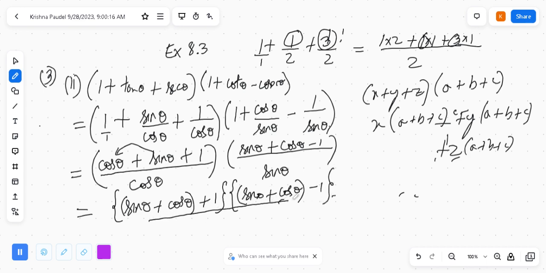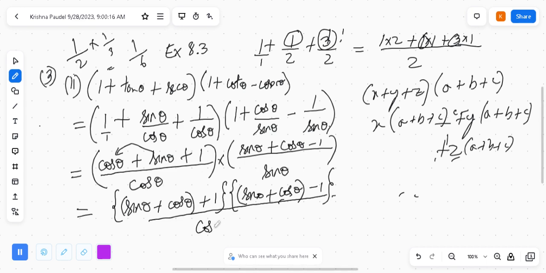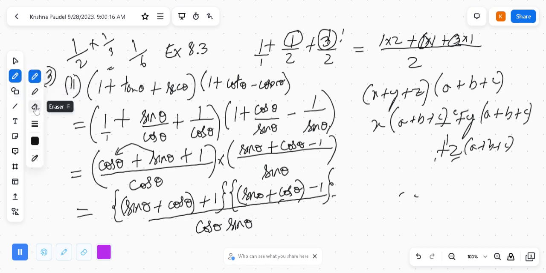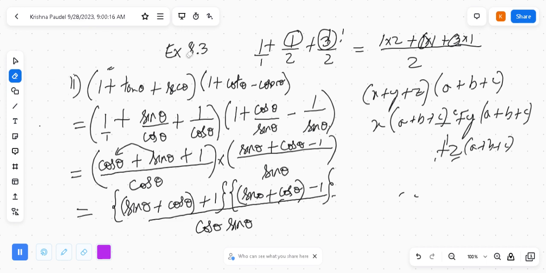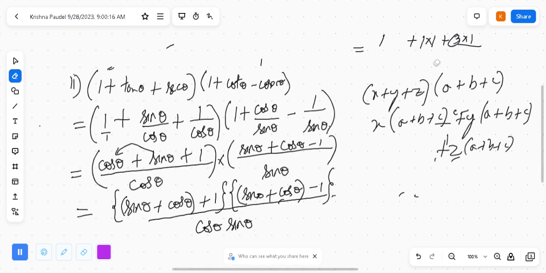And what will happen in the denominator is cos theta and sine theta will be multiplied. It's just like when you have the fraction 1 by 2 into 1 by 3, then what is the final answer? It is 1 by 6, because 2 into 3 is the same way. Cos theta into sine theta is cos theta sine theta. So I hope till here you have understood. You can copy it down, then only you'll be able to understand. So now let's move to the next step.